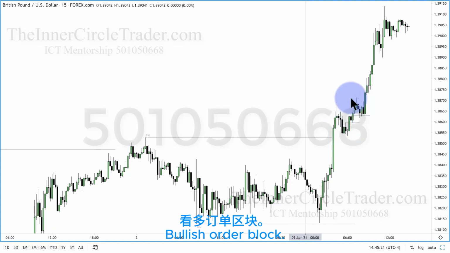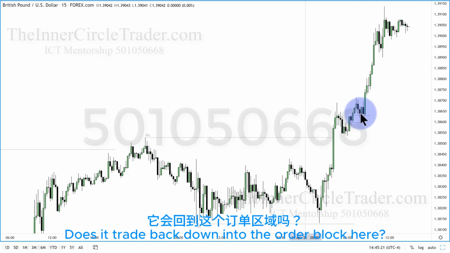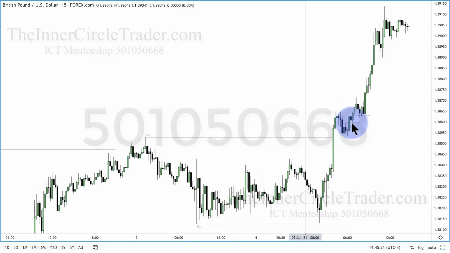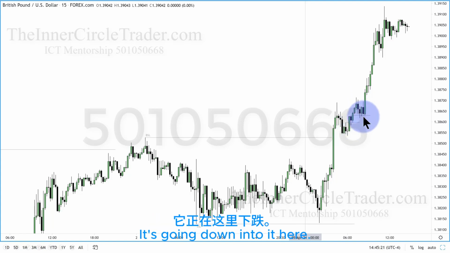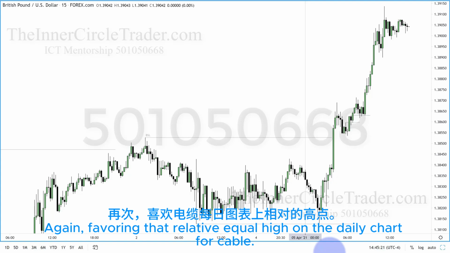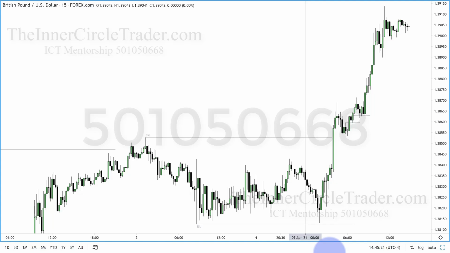Accumulate, bullish order block, trades into it. Is it going to rally? It does. Does it trade back down into the order block here? It does. So what could you expect? Well, what did it do here? Accumulated and rallied. It's going down into it here. What's it going to do? Accumulate and rally. So we'll see what it wants to do. I'm, again, favoring that relative equal high on the daily chart for cable to see what we get from that.